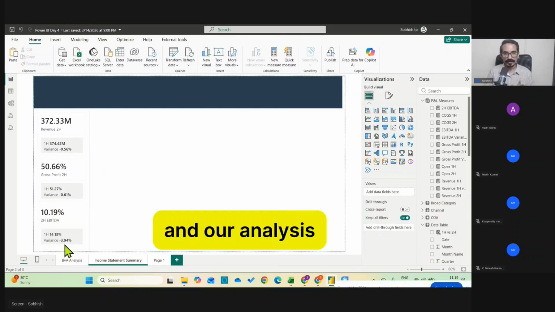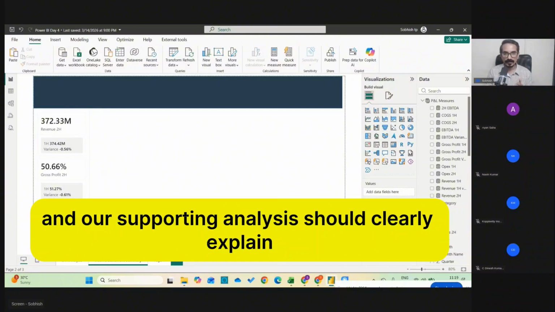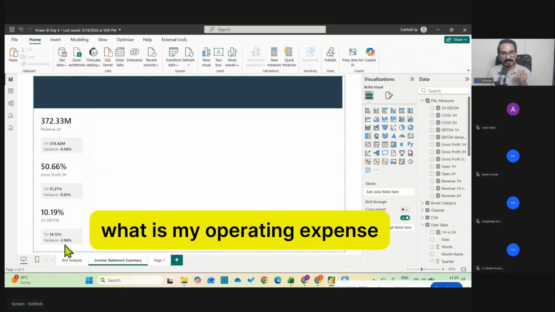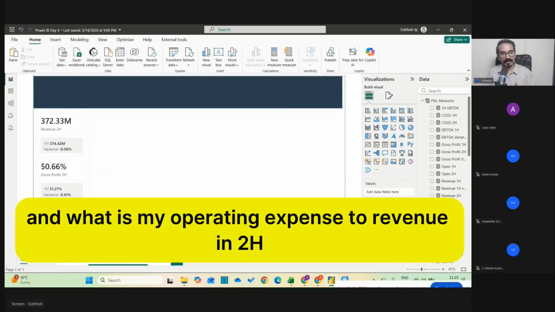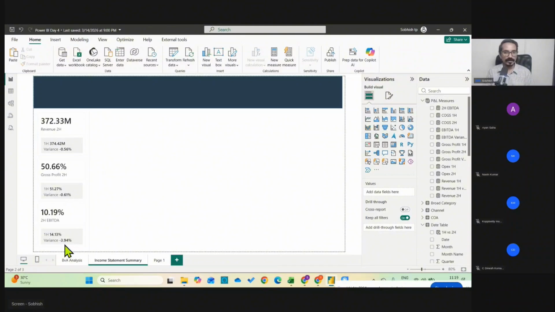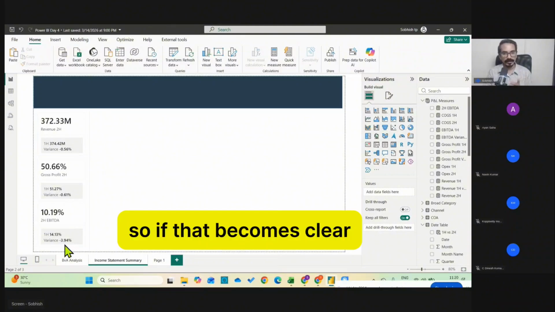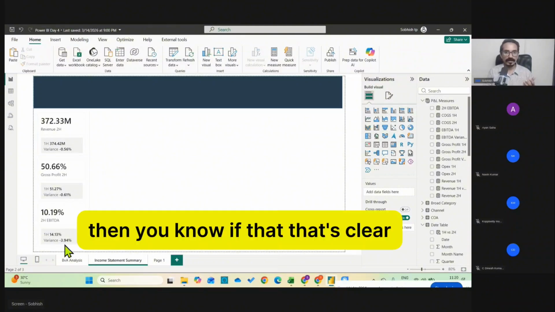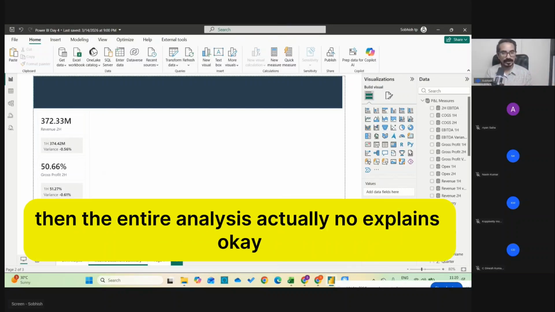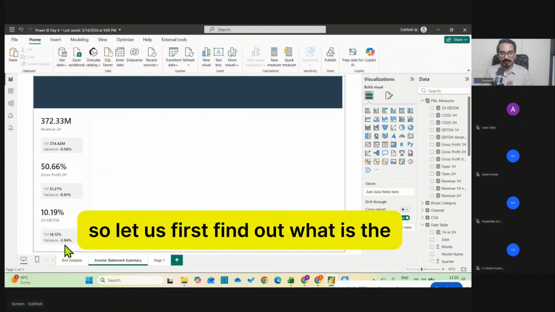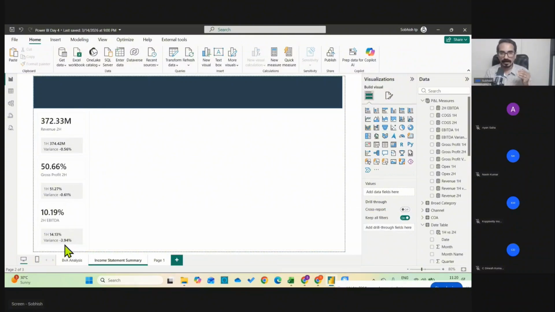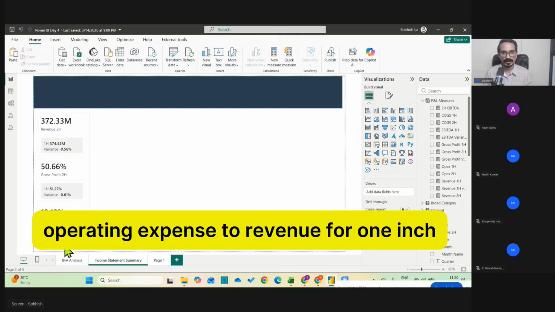And our supporting analysis should clearly explain what is my operating expense to revenue in 1H and what is my operating expense to revenue in 2H. If that's clear, then the entire analysis explains why the EBITDA is dropping. So let us first find out what is the operating expense to revenue for 1H.